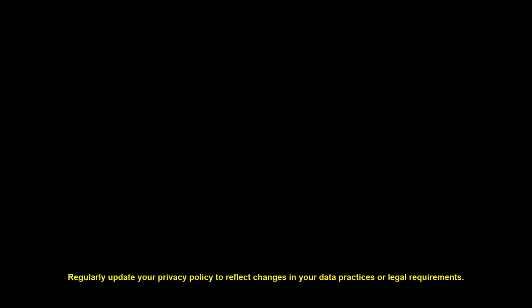Regularly update your privacy policy to reflect changes in your data practices or legal requirements. Clearly communicate any updates to your users. Include a version history at the bottom of the document. This keeps track of changes and helps users understand the evolution of your privacy practices.